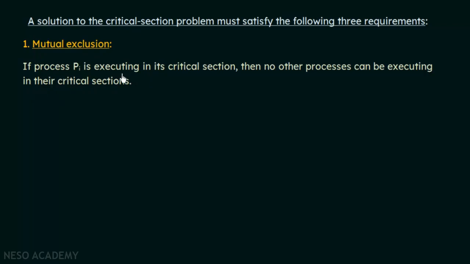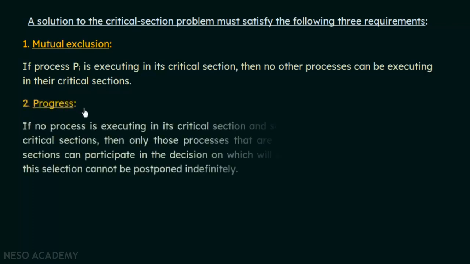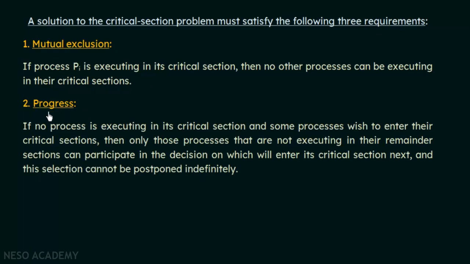So that is what we mean by mutual exclusion. If a process Pi is executing in its critical section, then no other processes can be executing in their critical sections at that point of time. So that is mutual exclusion. Now the second requirement that we have is known as progress. So what is this progress?